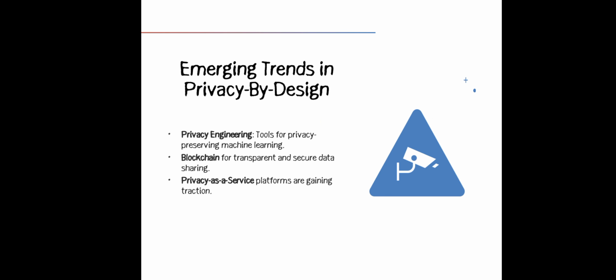And then we have emerging trends in privacy by design. First of all, privacy engineering: there are multiple tools for privacy-preserving machine learning. Then we have blockchain for transparent and secure data sharing. And the last one is PaaS, privacy as a service. Platforms are gaining traction.